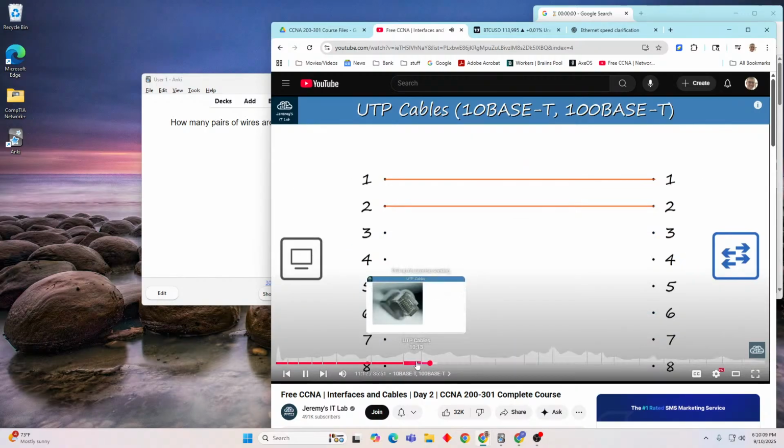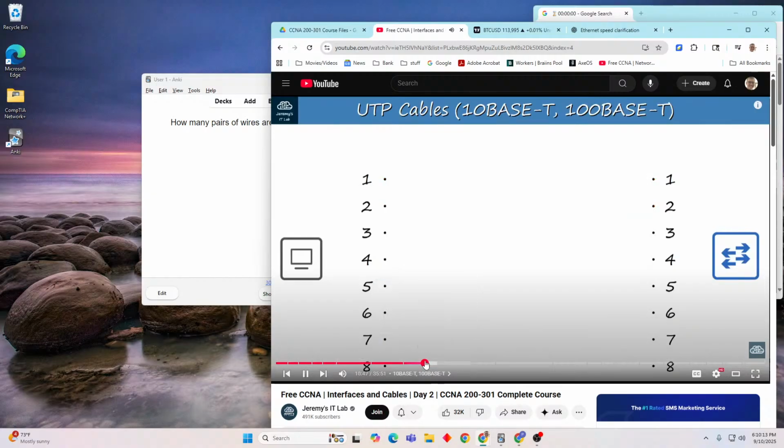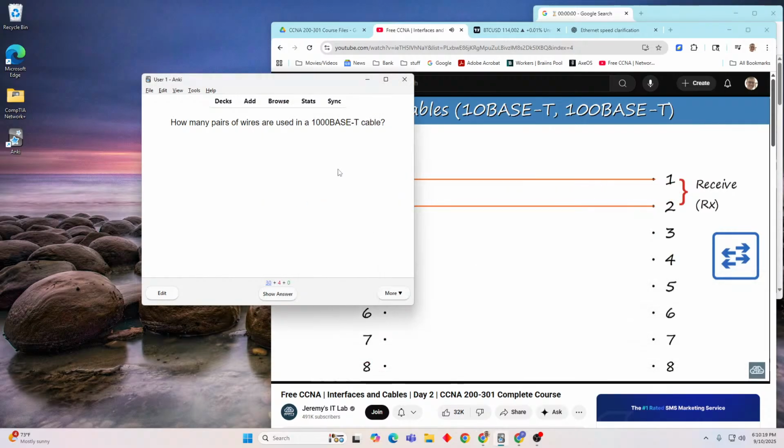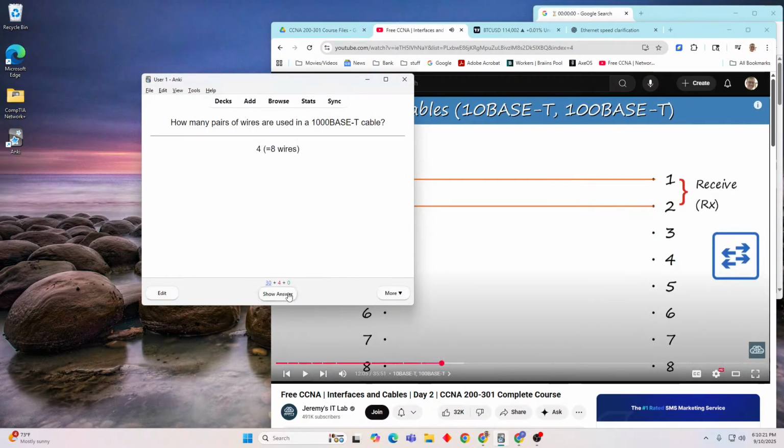Although in this diagram the wires look straight, remember that in a UTP cable, the pairs are twisted together. On the PC's network interface cable, receive data on pins 1 and 2. Now, the next pair that is used in a 10 base T or 100 base T cable is not 3 and 4. 4 with 8 wires.